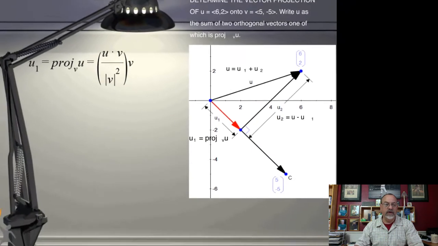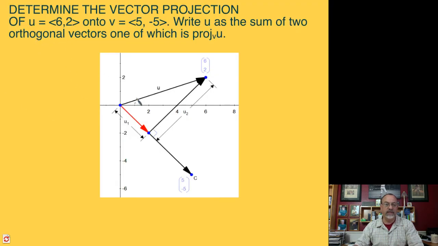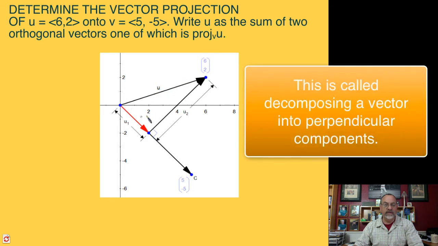Okay, so if we're given this problem here where we're asked to determine the projection vector of U onto V, and then to write U as a sum of the two orthogonal vectors. And again, this projection vector along with this perpendicular line or vector drawn to it, those are orthogonal because they're perpendicular. We want to write this vector as the sum of this vector plus this one. So essentially what we'll be doing is this vector is equal to this projection vector plus this one. The projection vector we'll call U1, so that's what this one's going to be.